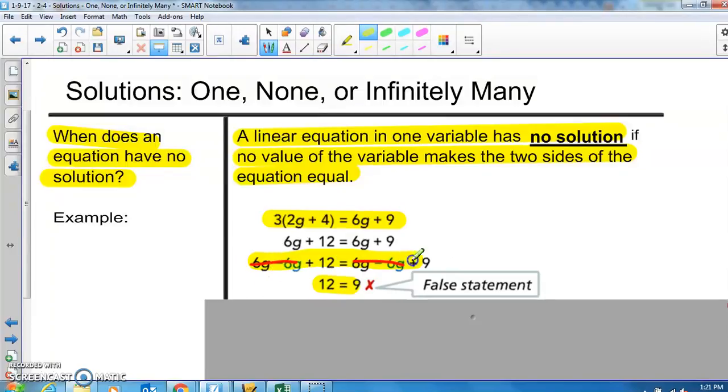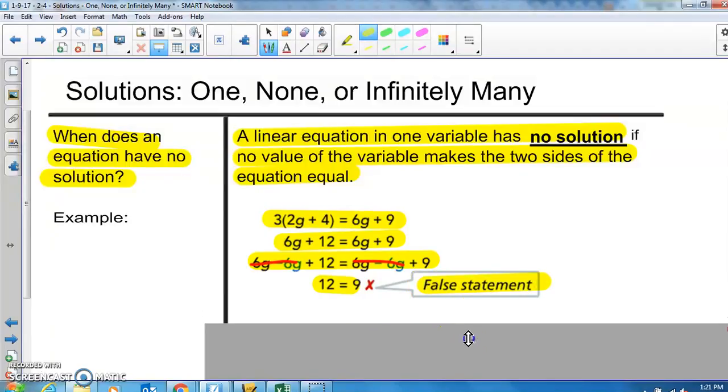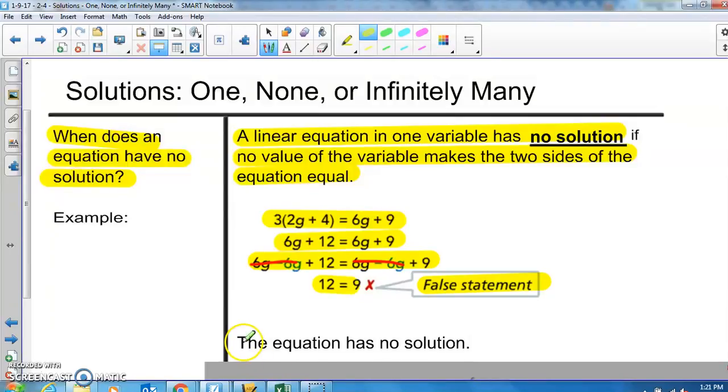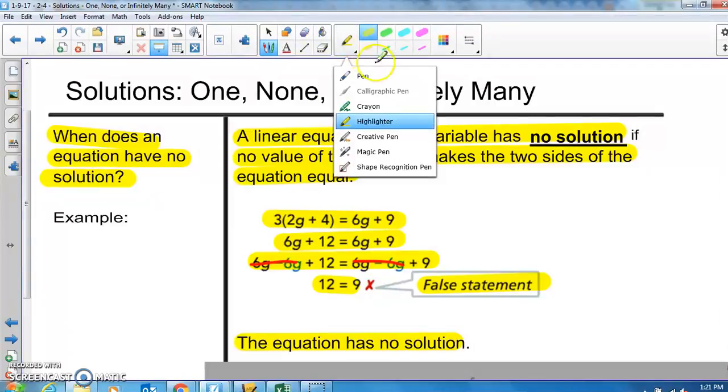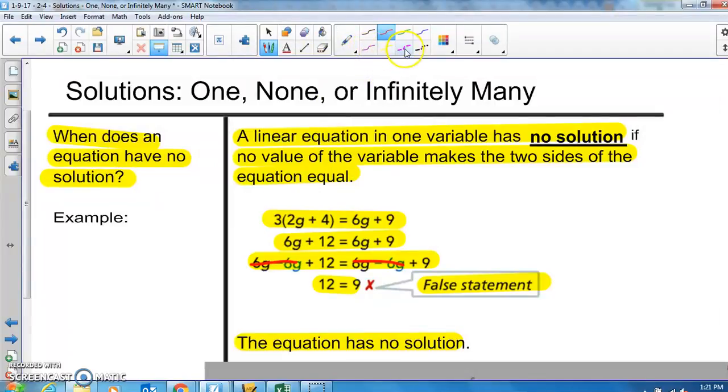So let me go ahead and highlight these. Hopefully you'll copy those down. That would mean it is a false statement. 12 does not equal 9. So what that means is we have no solution, since 12 does not equal 9. So no solution means you're going to have two different numbers on each side. Okay, so if you work an equation, and when you work that equation, you get an answer that looks something like this: 7 equals 11. Does 7 equal 11? No, it does not. So what that means is it's no solution.